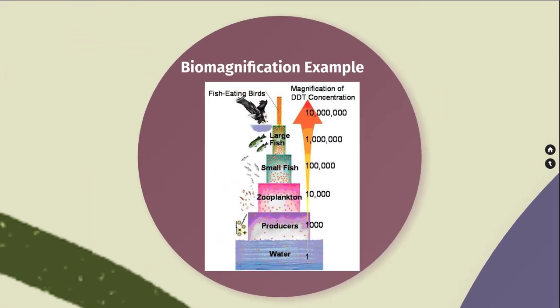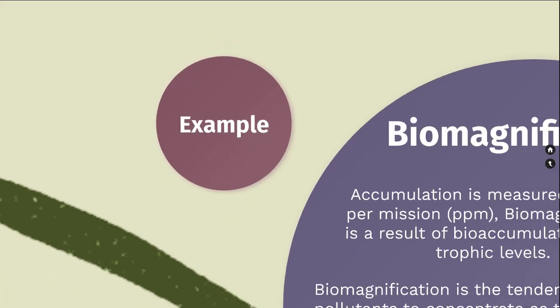Another example is with whenever you're looking at parts per million, we can look at the numbers. So we can say water has one magnification concentration all the way up to our fish-eating birds, from our producers, zooplankton, small fish, all the way up to our large marine birds. So seeing that magnification, that concentration accumulate and magnify throughout that process.